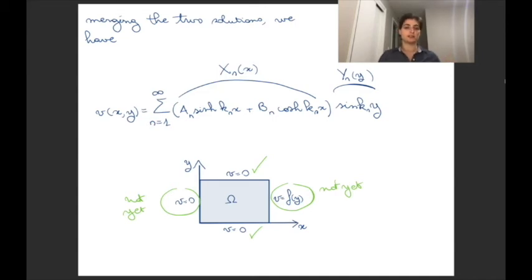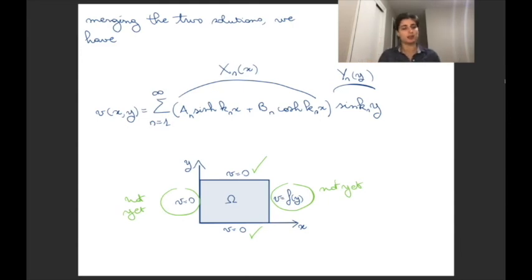What problem does this solve? Well, it does solve the Laplace equation on omega, because each component solves the Laplace equation on omega, and Laplace equation is a linear equation, so if each component solves the Laplace equation, then the sum of all the components solves the Laplace equation. It solves the trivial boundary conditions at the bottom and at the top of our rectangle, but we haven't yet solved the other two boundary conditions, the boundary condition at x equal to 0 and the boundary condition at x equal to a.